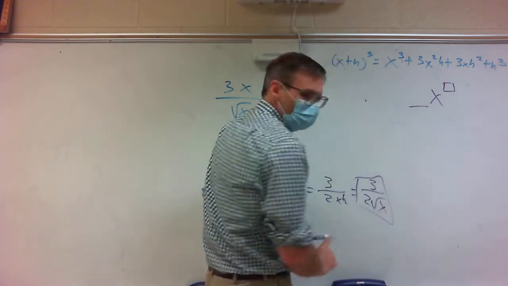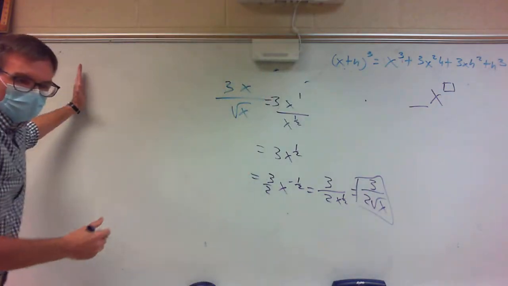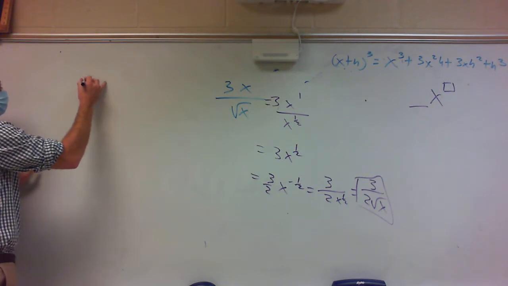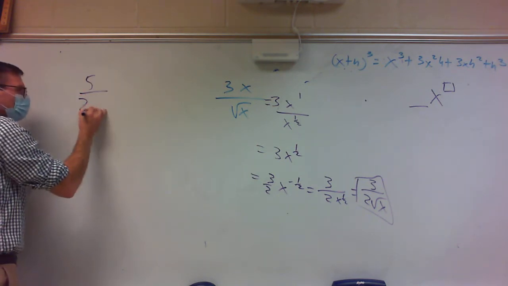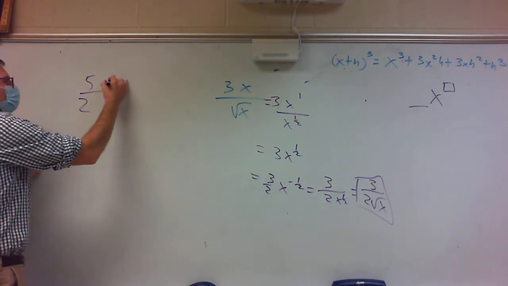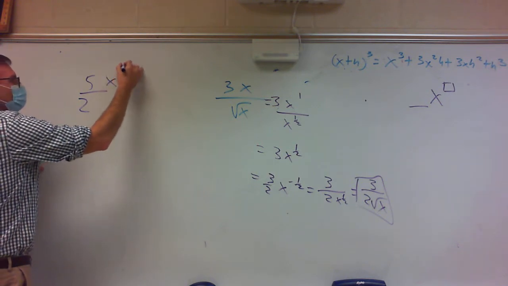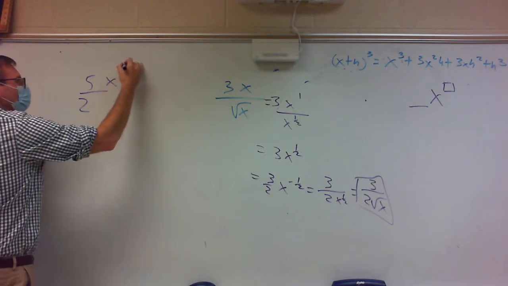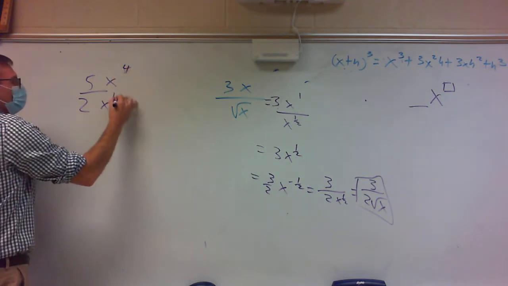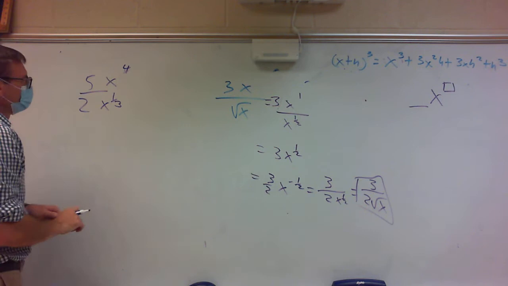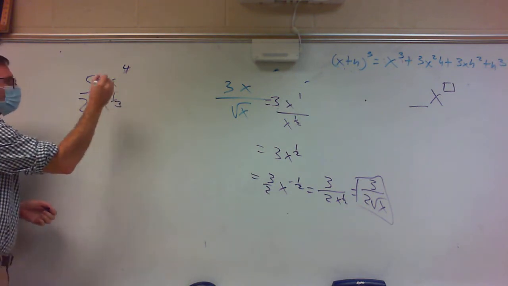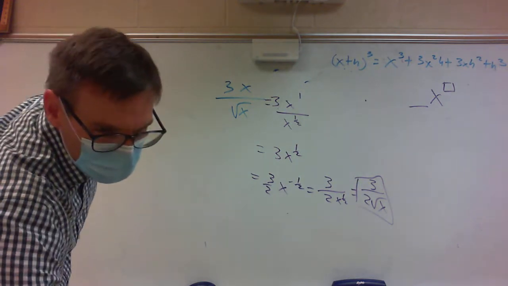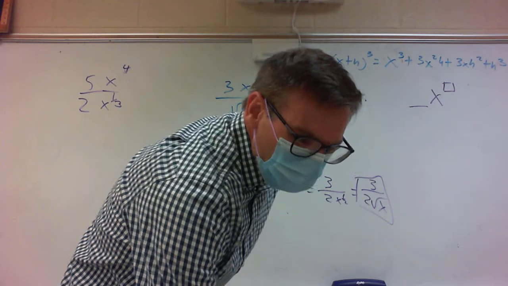I want you to compute, and I've got this whole space I can use. Awesome. So I want you to compute 5 over 2, x to the 4th over x to the 1/3. And after you finish it, do the electronic raise your hand.